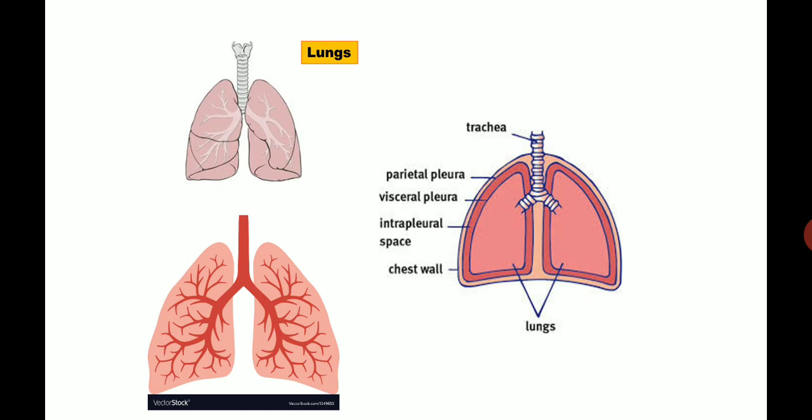The lungs occupy the greater part of the thoracic cavity. They are located close to the inner surface of the thoracic wall and the lower bases closely rest on the diaphragm.